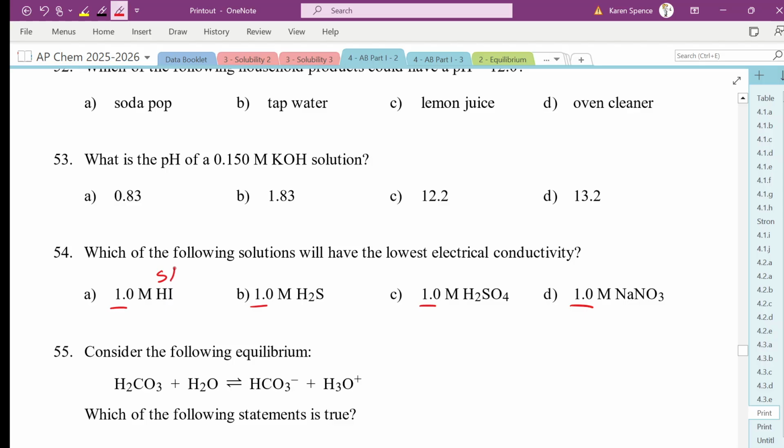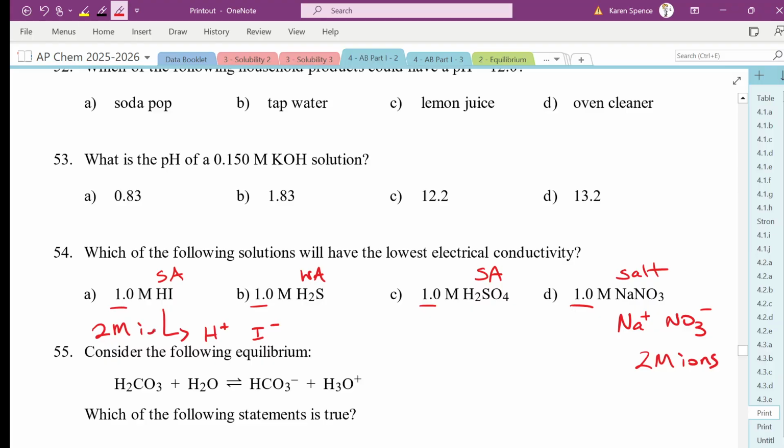We have a strong acid, a strong acid, a weak acid, and a salt, an ionic compound. So this is going to give me H plus and I minus. This is going to give me Na plus and NO3 minus. So that's going to give me 2 molar ions. So far, so good. And this is also going to give me 2 molar ions, because I've got one of each. This guy is going to give me 2 molar ions, but then it also has produced HSO4 minus, which can undergo a little bit extra dissociation to produce H plus and SO4 2 minus.